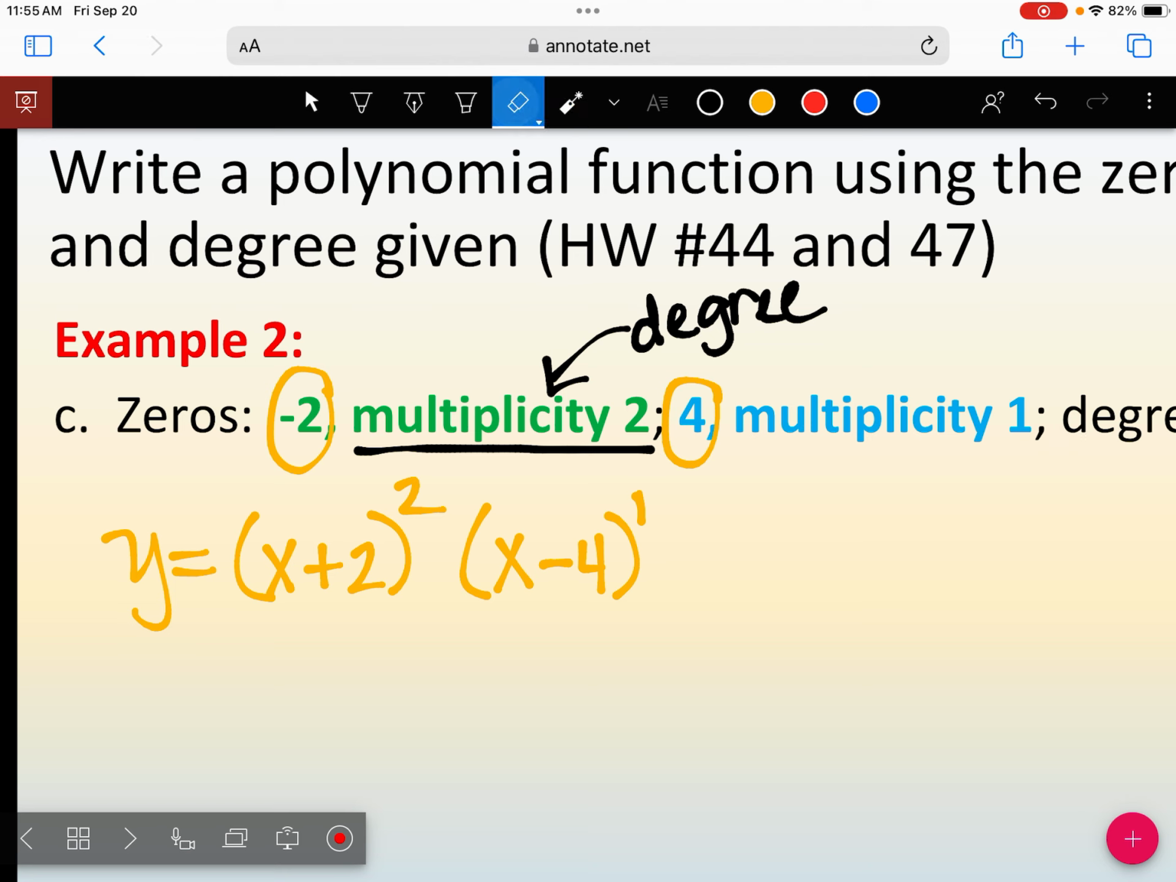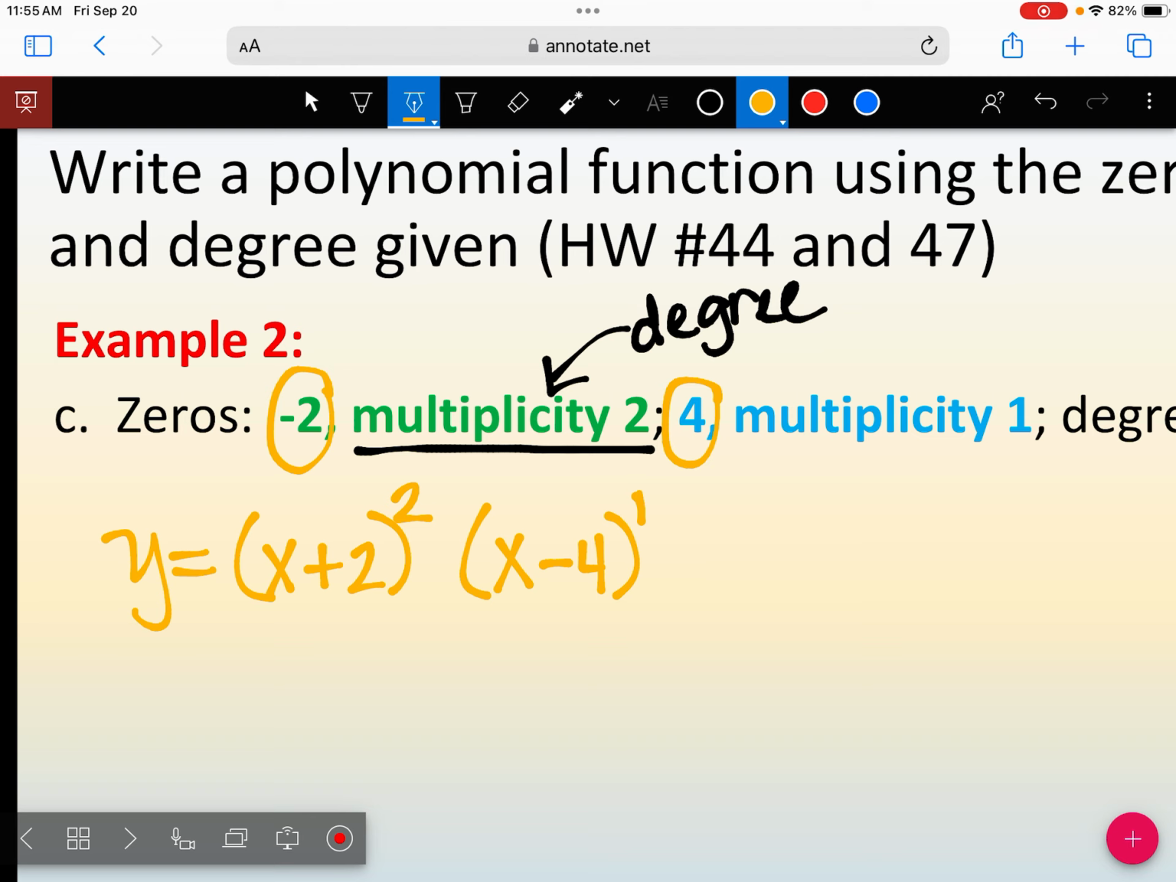If we did not put that 2, then that would make it a second degree function. So one of them needs to be doubled. And for this example, it would be the +2 factor. Jasmine, did you have a question?